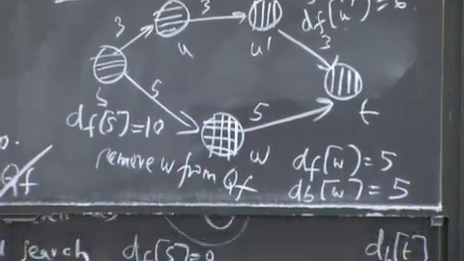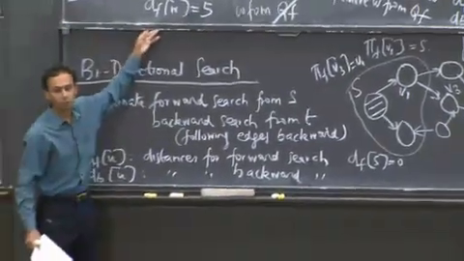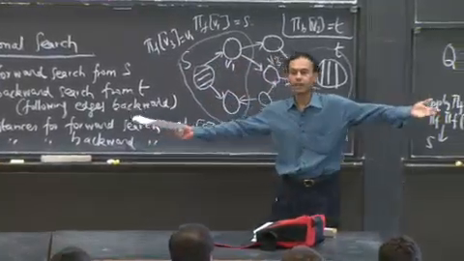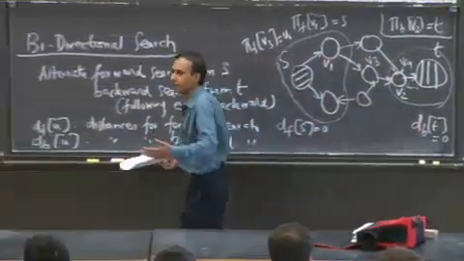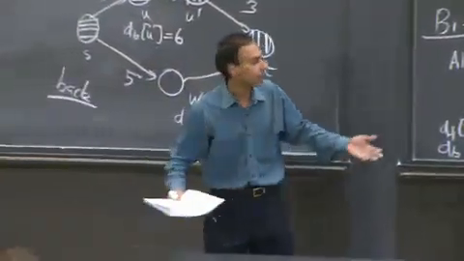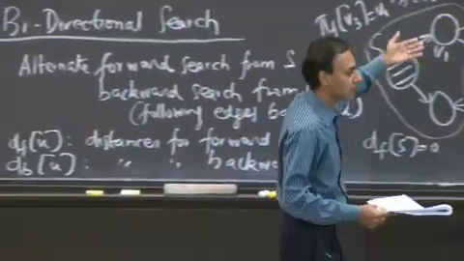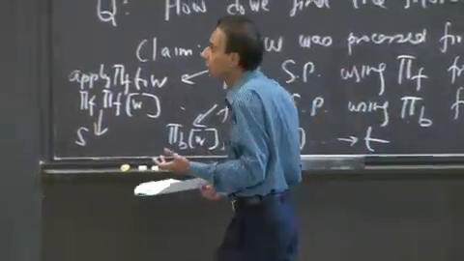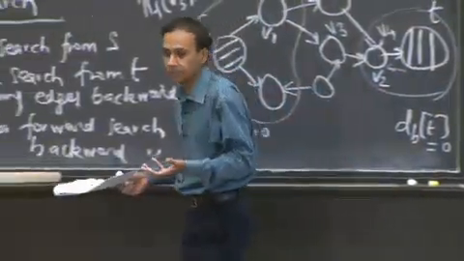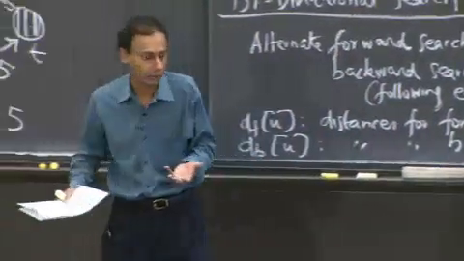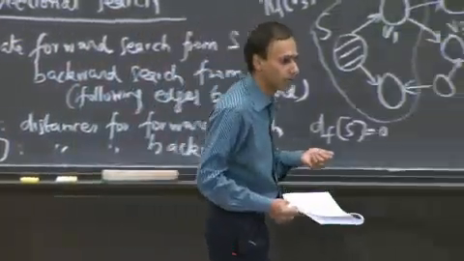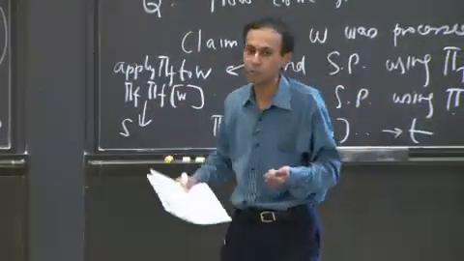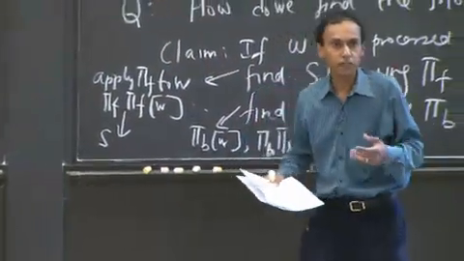OK? People see the problem here? What's the problem? Someone articulate the problem. Yeah, so what I have so far is I've terminated, but if I look from a standpoint of the forward weight, I get dF of t equals 10. If I look from a standpoint of the backwards weight, I get dB of s equals 10. OK? And we all know that the shortest path should be 9. OK? So what happened here?